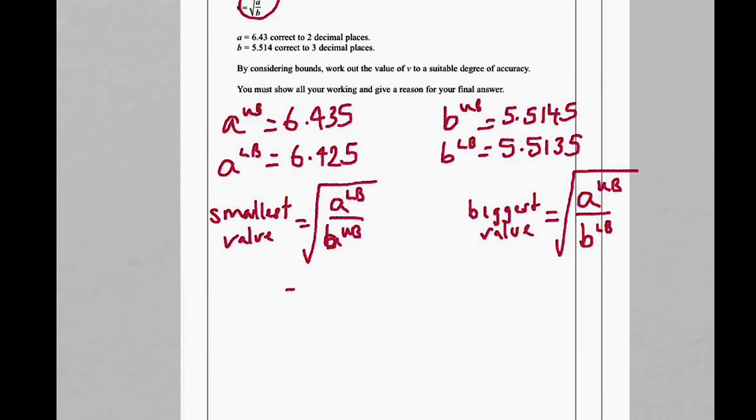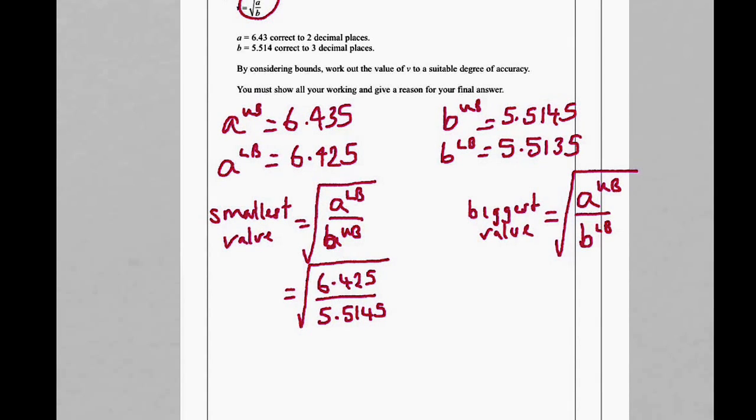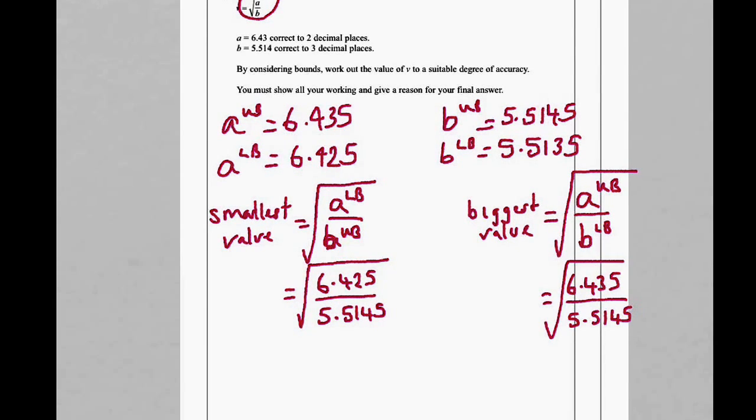So now when I substitute these values in, I've got 6.425 divided by the upper bound of b, which is 5.5145, and I then take the square root. And for the biggest value, I'm going to take the upper bound of a, 6.435, and divide by the smallest value of b, which is 5.5145. And of course I need to take the square root.